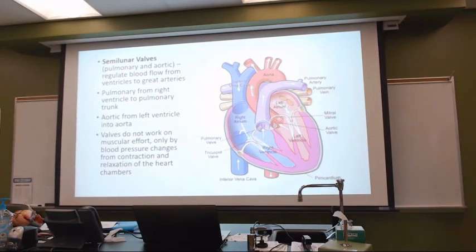Their job is to help regulate that blood flow. Just mentioned, for the pulmonary, it comes from the right side of the heart. For the aorta, going to the systemic, is our left.